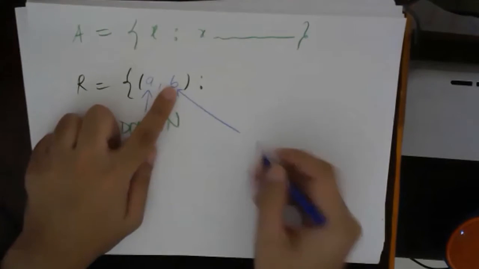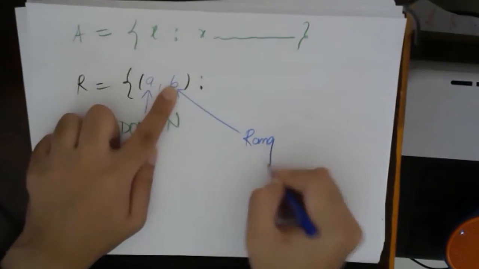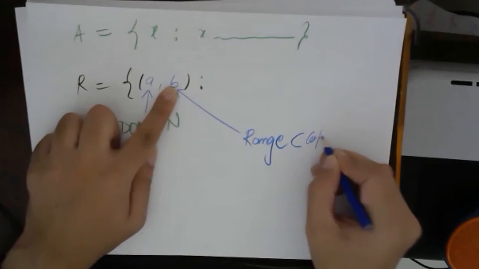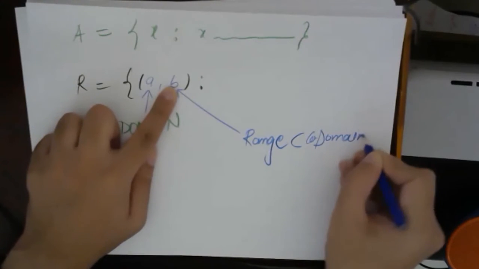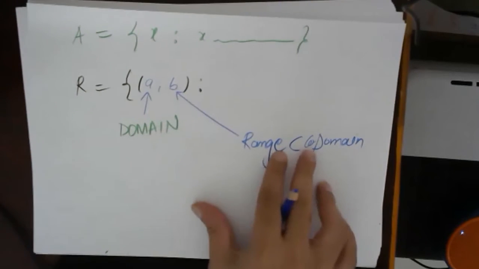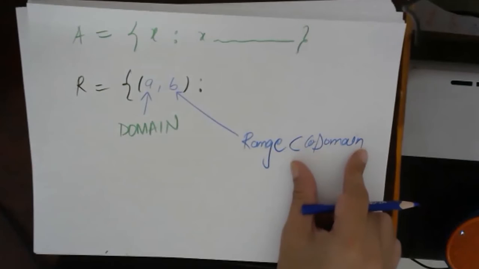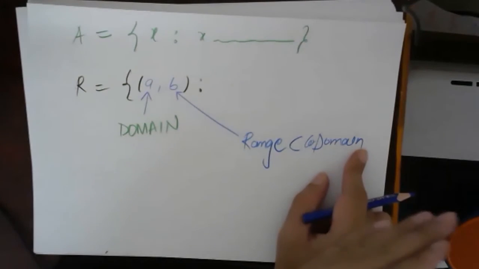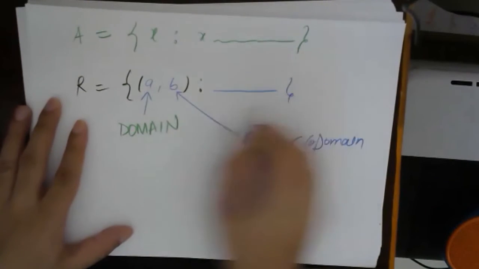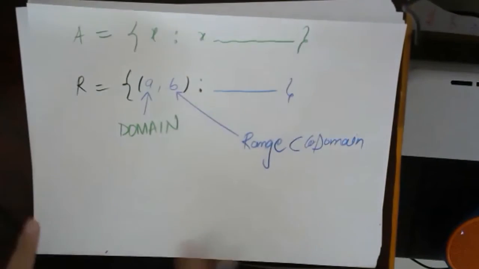B is coming from which set? Range. This range always belongs to which set? Codomain. This B will always come from the range, which is a subset of the codomain, right? So there will be some elements of the codomain which will not come here, and there is a relation between A and B. We will describe the relation between A and B as we have described the relation on X.